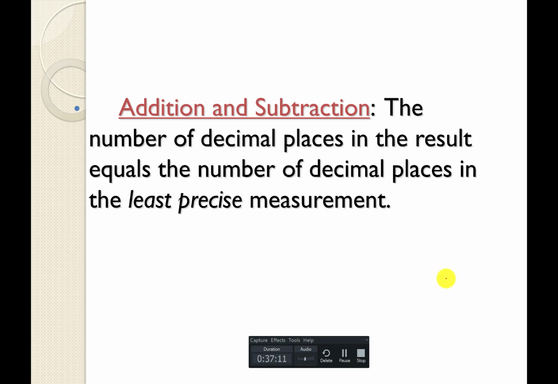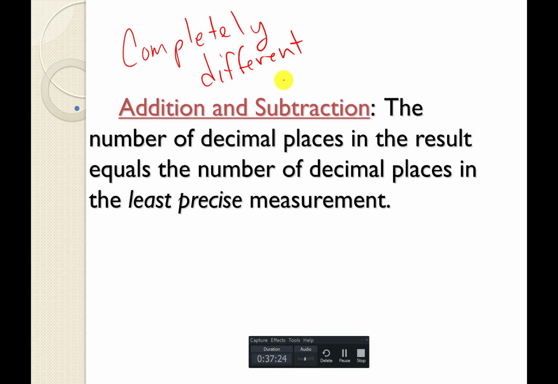All right, next principle, addition and subtraction. I'm going to write it up here just so you know, this is a completely different rule. It is like you have to throw out everything you knew about multiplication and now learn a different rule for addition and subtraction.